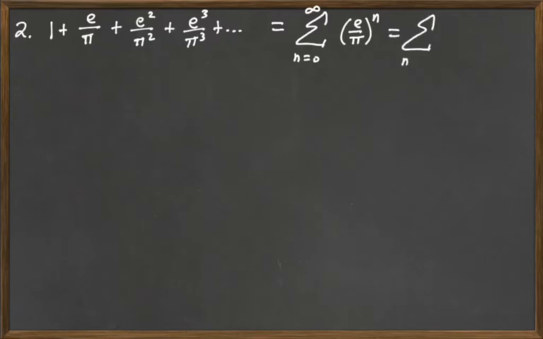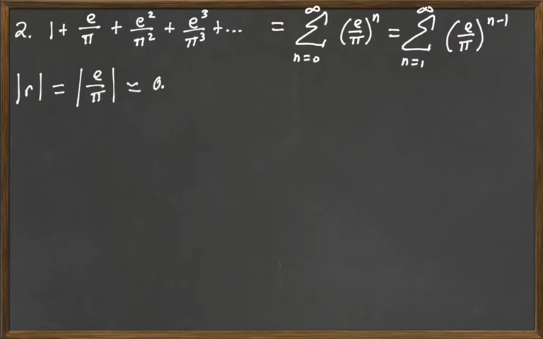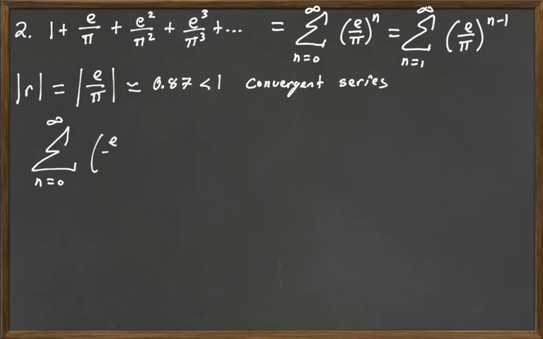If you want to start it with an index of 1, you certainly can, and so you need to dial back the exponent by 1, so n minus 1. Okay, the common ratio in absolute value is equal to e over pi, which is about 0.87. That is less than 1, and so that common ratio in absolute value is less than 1, and so we have a convergent series.